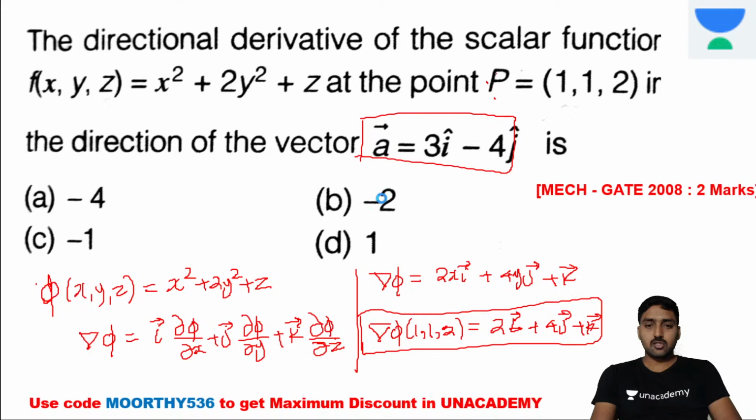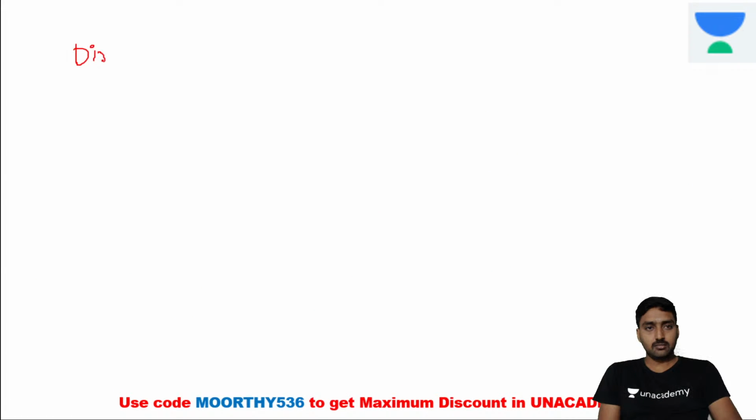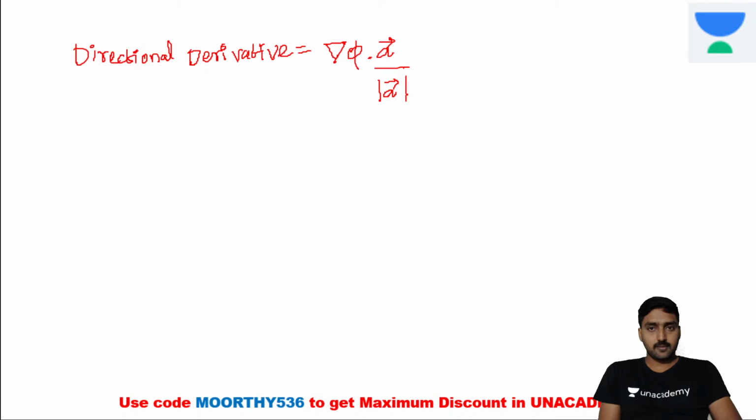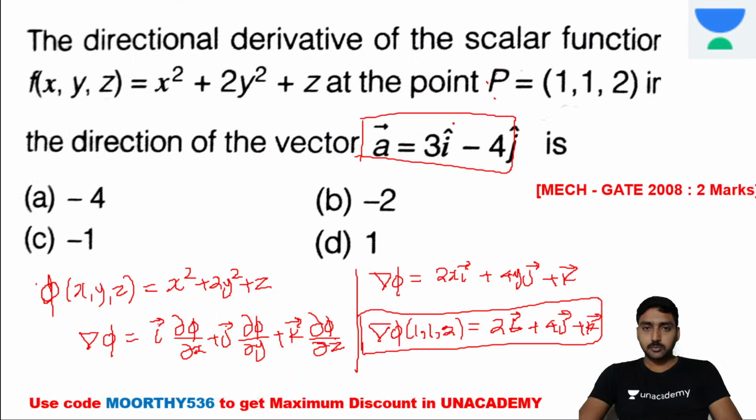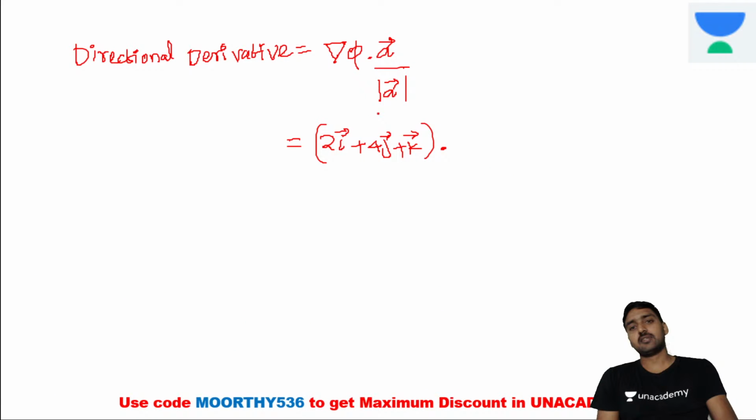Now identify the solution for the directional derivative. The formula for the directional derivative is del pi dot a vector divided by modulus of a vector. Del pi dot a vector divided by modulus of a vector. Is it clear now? Now substitute the del pi. Del pi is equal to 2i vector plus 4j vector plus k vector dot a vector. So we need to identify the value of a vector.